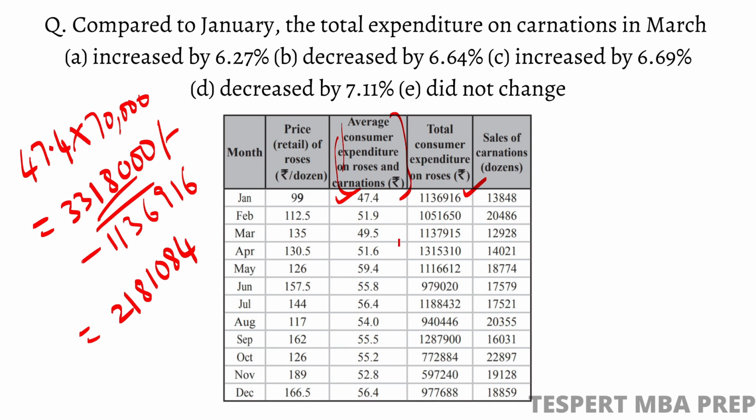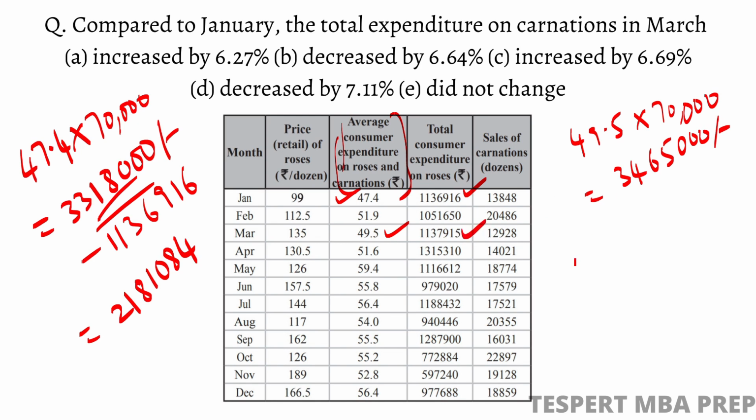In March, the average consumer expenditure on both carnations and roses is 49.5 and the population is 70,000. So this is the total expenditure on both carnations and roses in March. And we know the total consumer expenditure on only roses. So subtract these two to get the value of only carnations. So minus 1137915 will be equal to 2327085. Right?